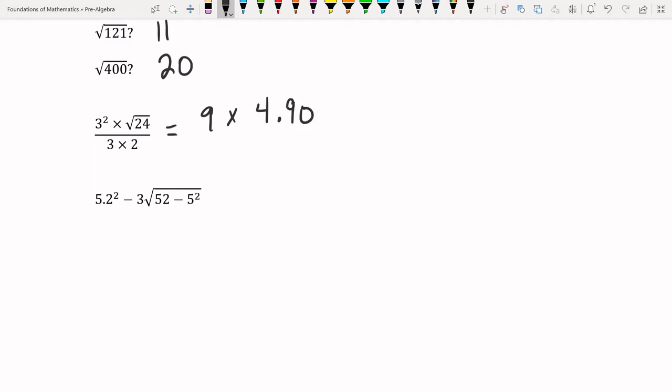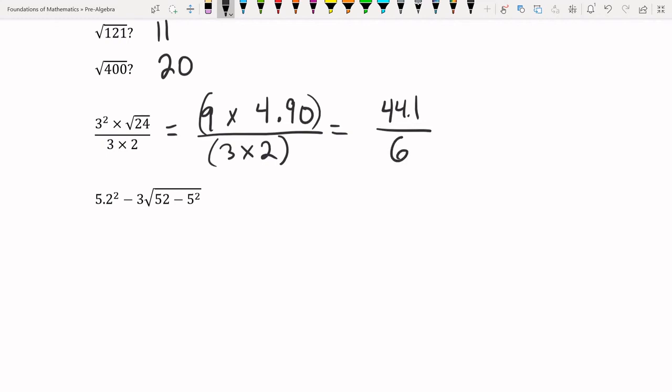I get 4.90 over 3 times 2. And here we can do the top and bottom. They're always assumed to be in parentheses when you're using fraction bars like this. So 9 times 4.9 gives you 44.1. 3 times 2 is 6. And doing that division gives us 7.35.